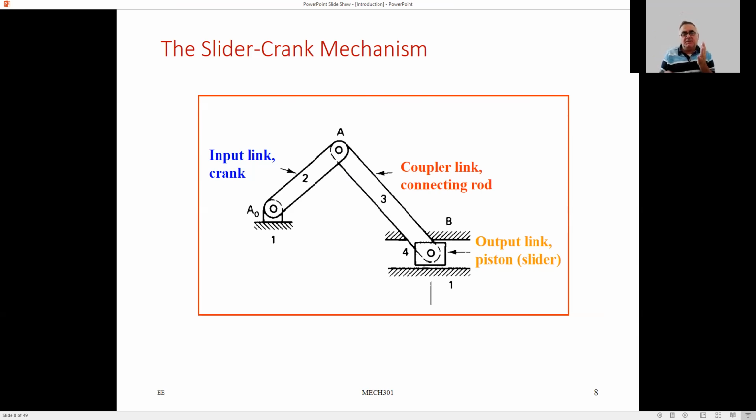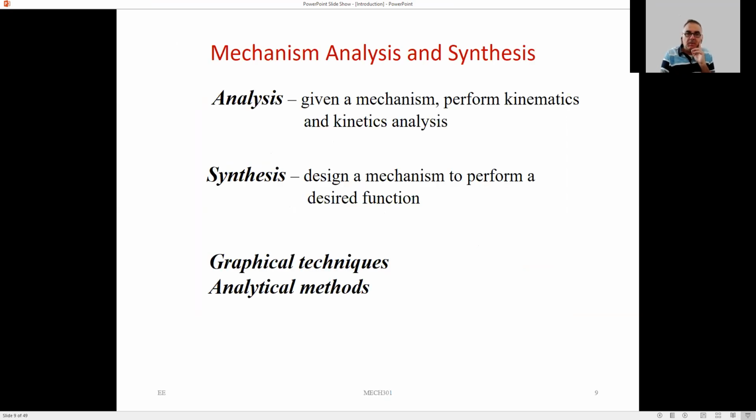So these two mechanisms you have to keep in mind for now. These are the most common, 4-bar and the slider crank mechanisms. Okay. We have to make here a distinction between analysis and synthesis. In this course, we will be dealing with analysis only. Synthesis is a more difficult task.